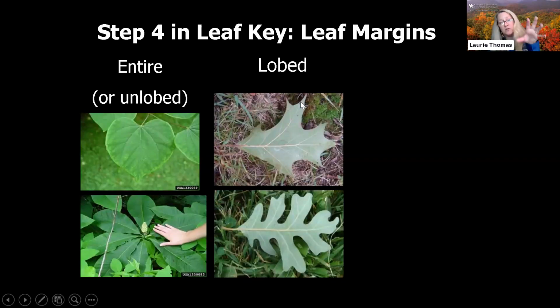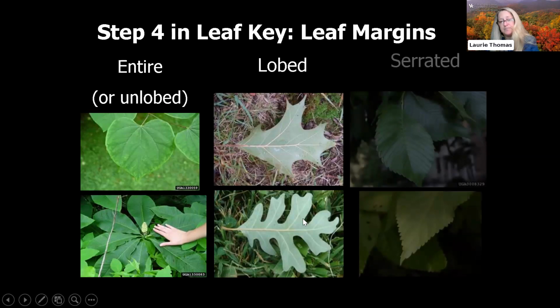So all of our red oaks, which we have multiple different types of red oaks, and then we have multiple different types of white oaks. We've got 21 different types of oaks that are native to Kentucky. But white oaks are going to have rounded lobes. There's not going to be any bristle tips on those.